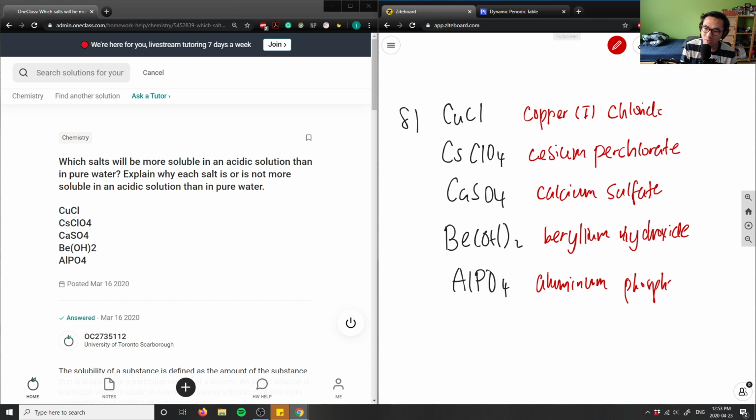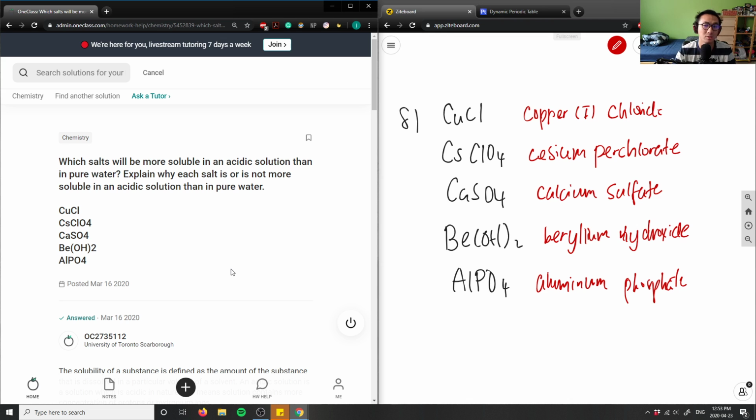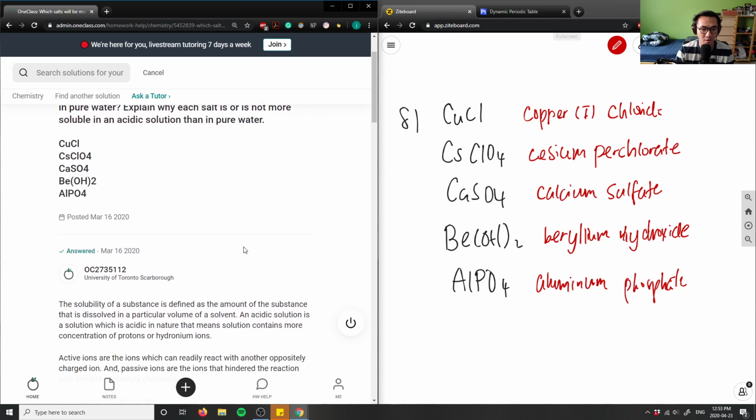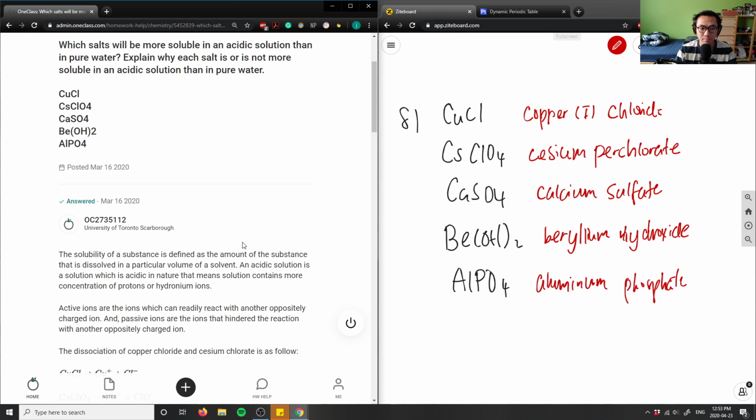And the question is asking us, which salts will be more soluble in an acidic solution than in pure water, right? So when we're talking about solubility, actually, for the sake of time, I'm going to look at the answer, verify it, and teach you the concept of this, just because it's the last question of the day here. And I kind of want to finish on time.